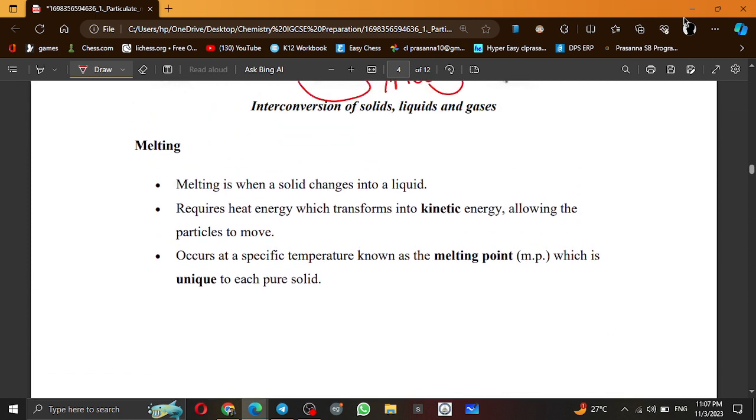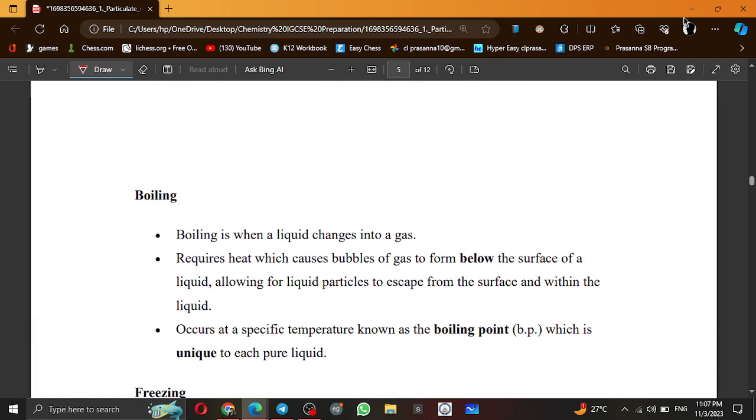Next up, first we have melting. Melting is when a solid changes to a liquid. It requires heat energy which transforms into kinetic energy, allowing the particles to move. It occurs at a specific temperature known as the melting point, which is unique to each pure solid. The melting point is the same as the freezing point. Remember that. Then we have boiling.